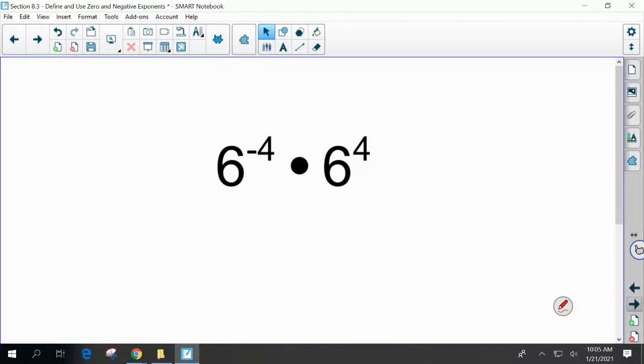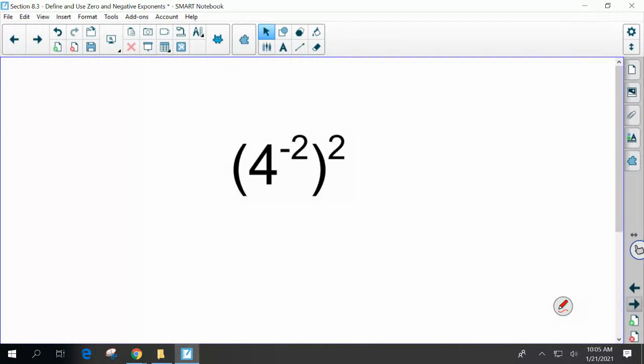All right, so now we're going to combine multiple properties. So first, all right, so this is multiplication. So the product property. And whenever you have multiplication, you're actually adding. So 6 to the negative 4 plus 4 would end up being 6 to the 0 power. And anything to the 0 power is 1. So we're going to be combining properties over the next few problems.